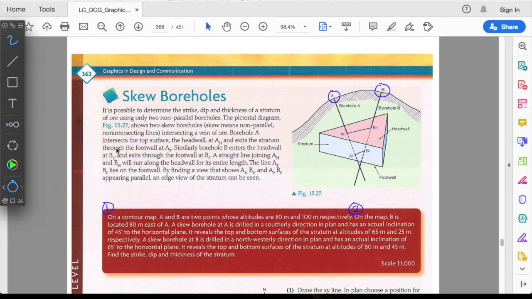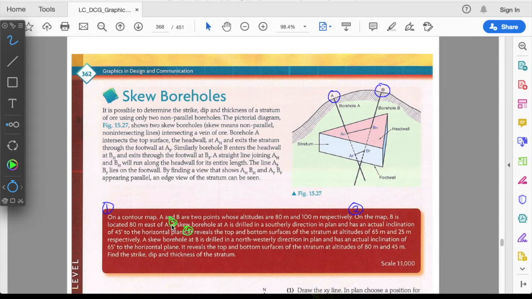Second piece of information then, you have a skew borehole A drilled in a southerly direction in plan, and has an actual inclination of 45 degrees to the horizontal plane. So that would be my third piece of information. Okay, it reveals the top and the bottom surfaces of the stratum at altitudes of 65 and 25 meters respectively. So that would be number 4. So that's my fourth piece of information.